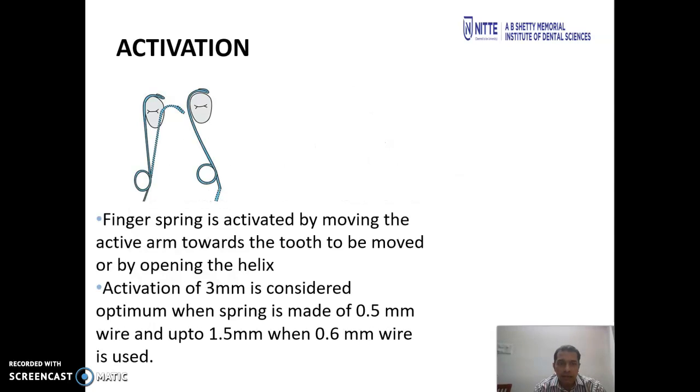The finger spring is activated by moving the active arm towards the tooth to be moved or by opening the helix. Activation of 3 mm is considered optimum when the spring is made of 0.5 mm wire, and up to 1.5 mm when 0.6 mm wire is used.